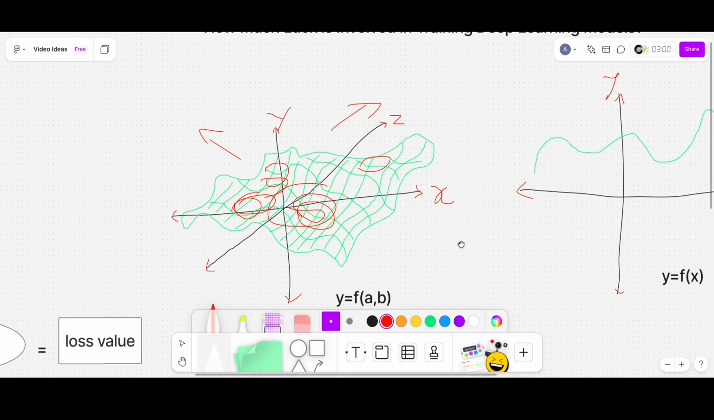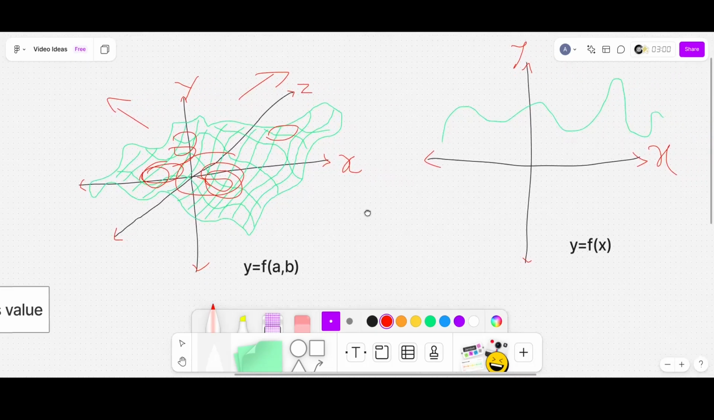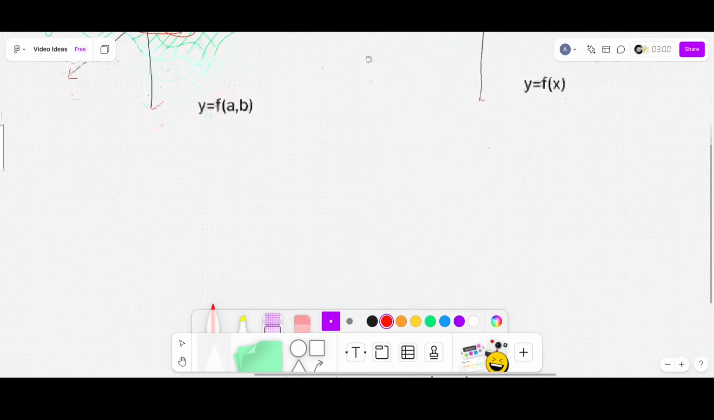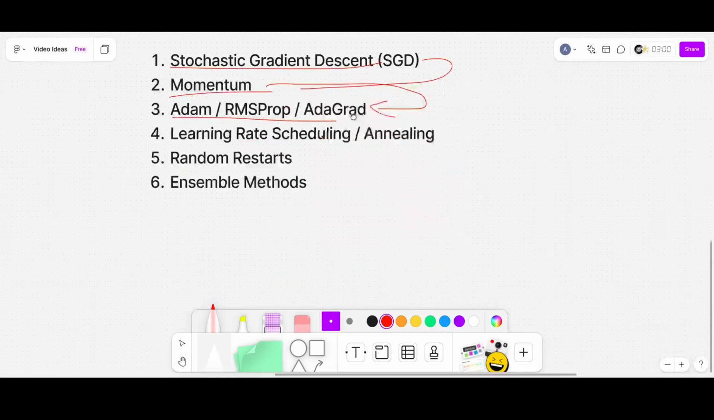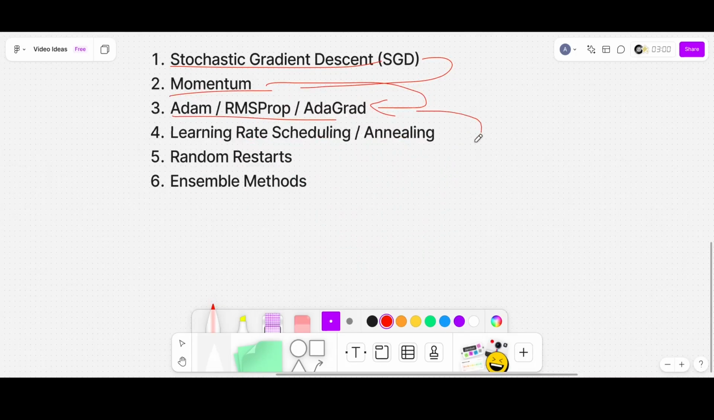To learn more about these optimization techniques, I would recommend studying each one from the ground up, because each optimization technique is built upon the previous one. So you have to first study stochastic gradient descent, then momentum, then Adam, and then the next optimization techniques.